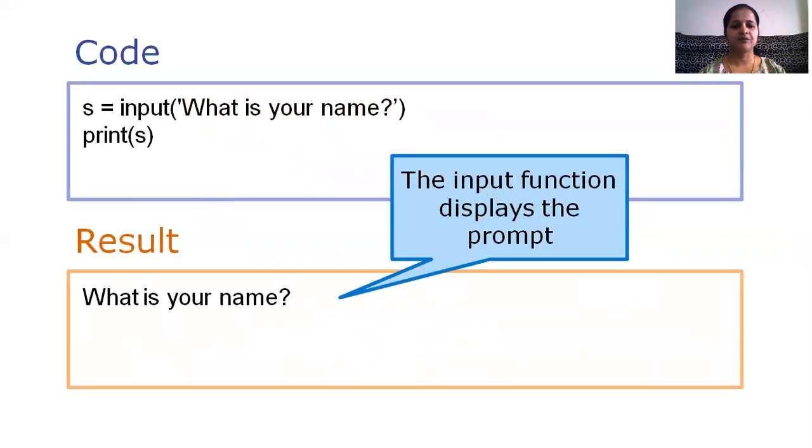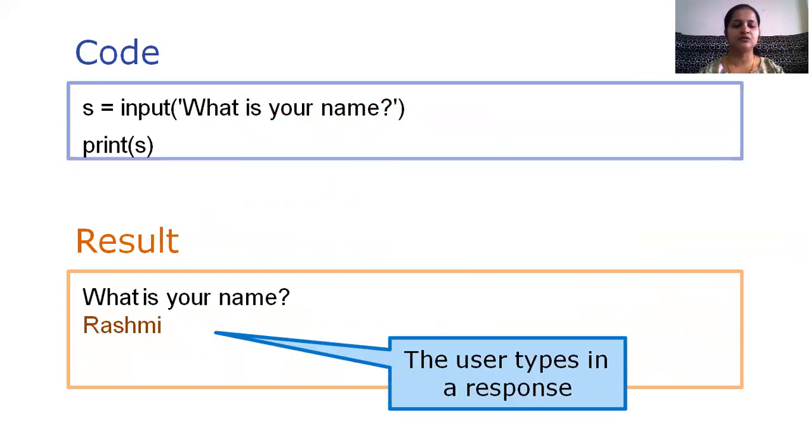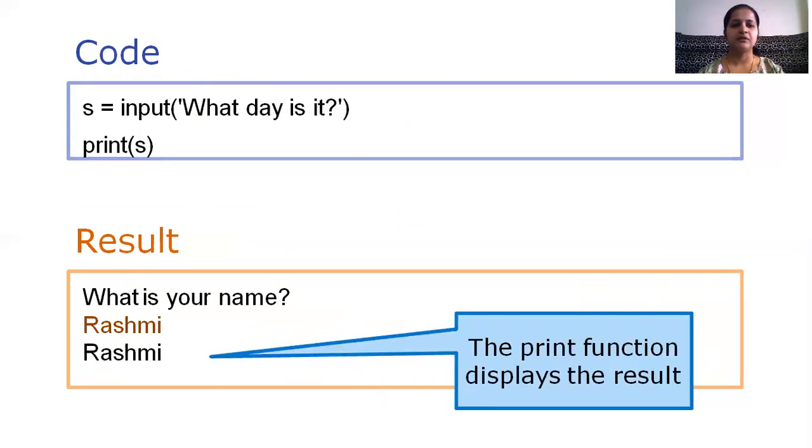So run the code. You will see what is your name. And then the user is going to enter the response. So I have entered the name Rashmi. That will be stored in s. And then we have written print s. So in s there is Rashmi and that will be printed.